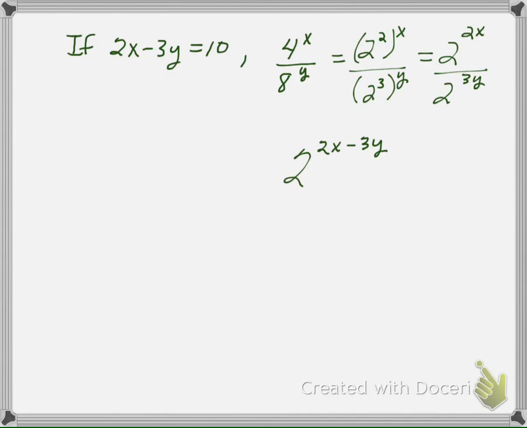Do we know what 2x minus 3y is? Oh. That's the answer, and that's one of the answers listed. Since 2x minus 3y is what you get when you subtract the exponents, and they define 2x minus 3y as equal to 10, and that's one of the multiple choice answers.